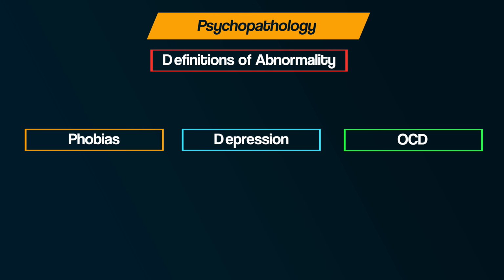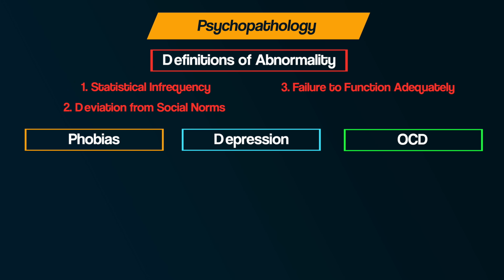Now let's categorise each of those sections further. Can you name each of the definitions of abnormality? You don't have to define them at this point, just name them. The 4 definitions are statistical infrequency, deviation from social norms, failure to function adequately, and deviation from ideal mental health.